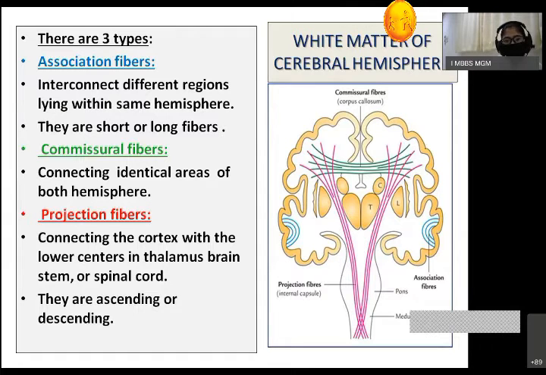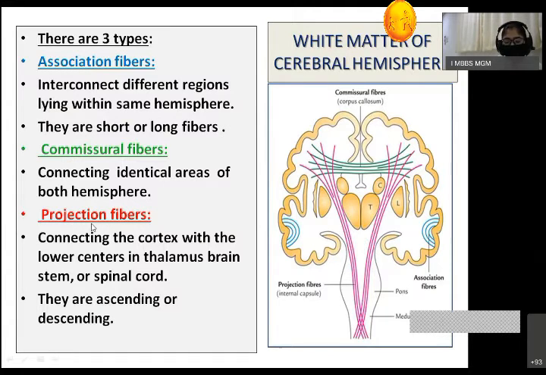Association fibers connect the different gyri or adjacent gyri in the same hemisphere. They may be short or they may be long. Long association fibers connect the distant gyri, and the short association fibers connect the adjacent gyri, but in the same cerebral hemisphere. Commissural fibers connect the identical areas of both cerebral hemispheres.